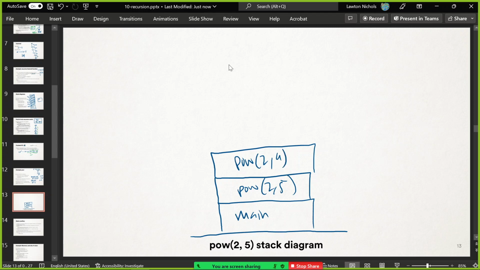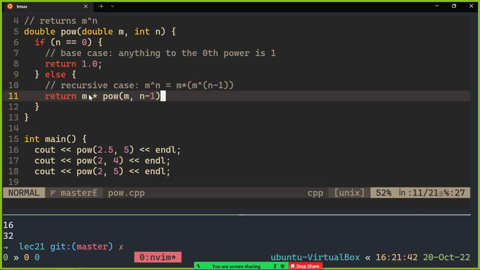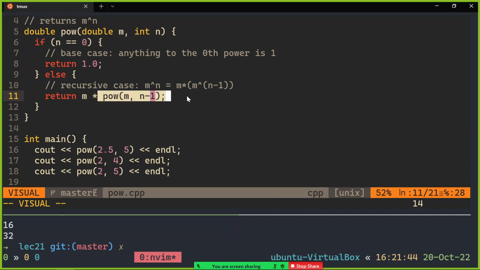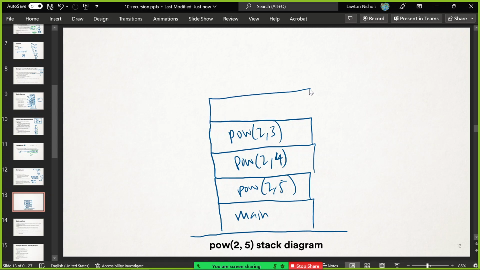And similarly, POW of 2, 4 is going to call POW of 2, 3, because it needs to multiply its 2 by POW of 2 to the 3rd power, n minus 1, and then it can return something. It's not yet ready to return something, so all of these things are waiting on the stack to build up their answer. POW of 2, 3 is going to call POW of 2, 2. I think you get the idea now.